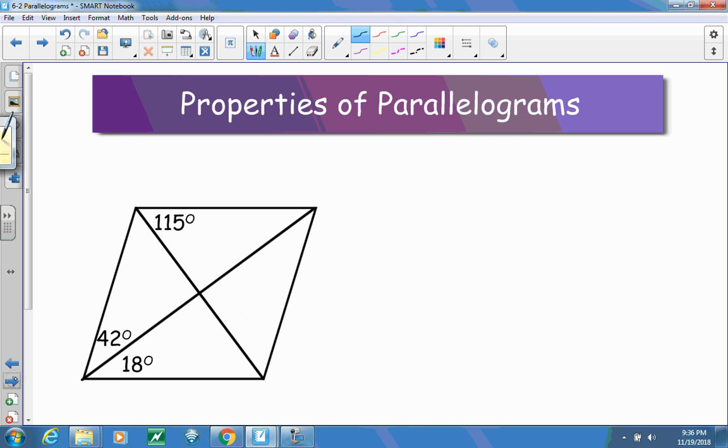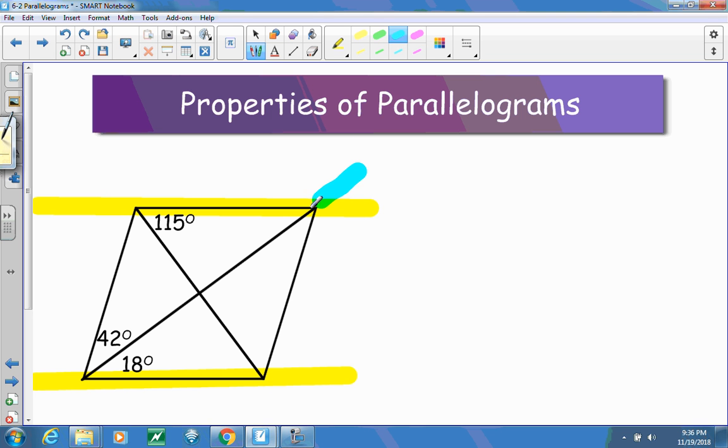Probably one of the harder problems for people to do is working with the angles in a parallelogram. A couple things to think about here is, first of all, opposite angles are congruent to each other, and also consecutive angles are going to be supplementary to each other. So with that, I'm going to start with the fact that we have two parallel lines, one at the top and one at the bottom, and I'm going to use the diagonal as our transversal.